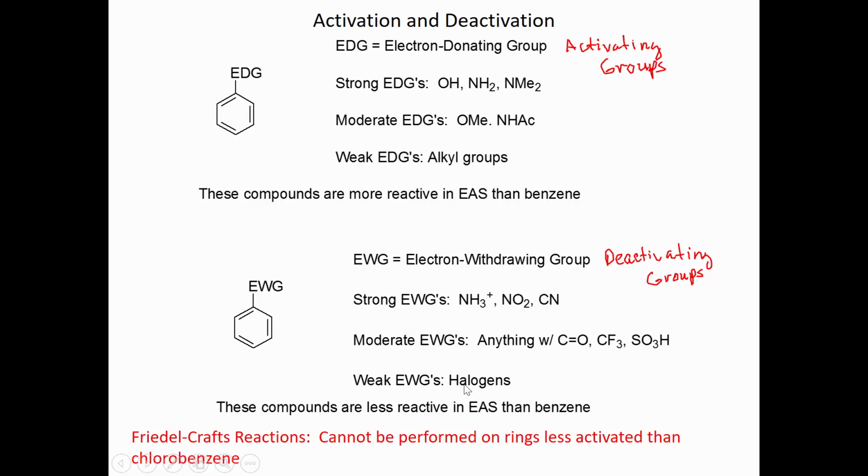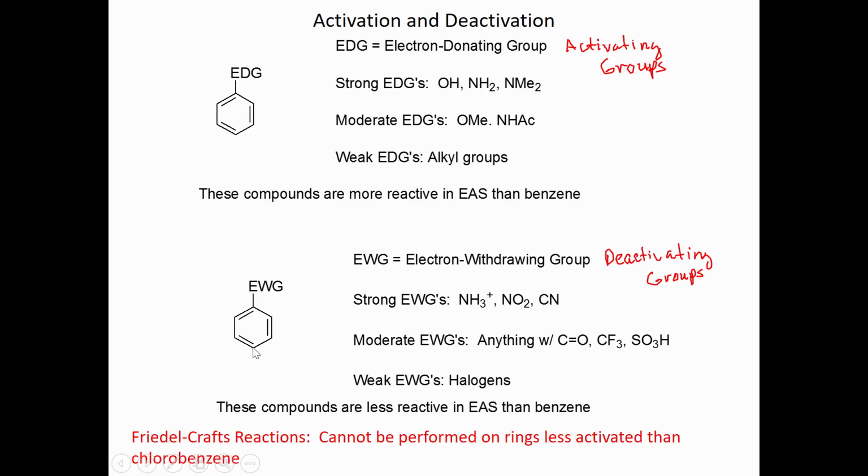Weakly electron withdrawing groups, the most common one we'll see are the halogens, and all of the halogens show this property. They're weakly electron withdrawing groups. Even though fluorine is a lot more electronegative than iodine, their effect is really very similar. And all of these compounds are less reactive again than benzene in electrophilic aromatic substitution.